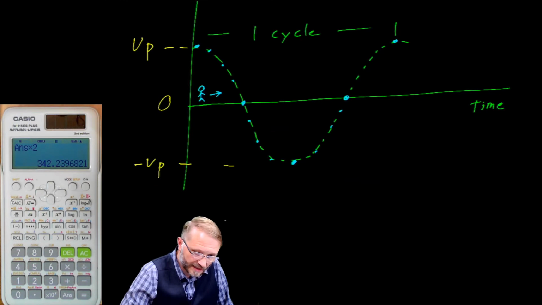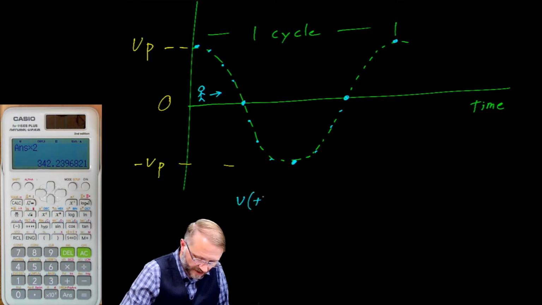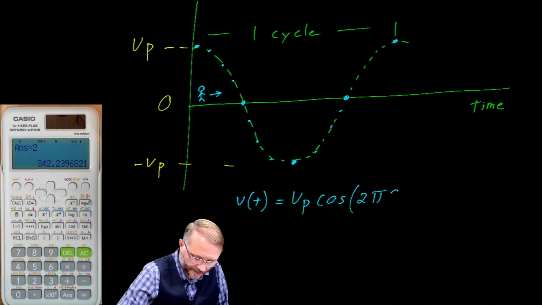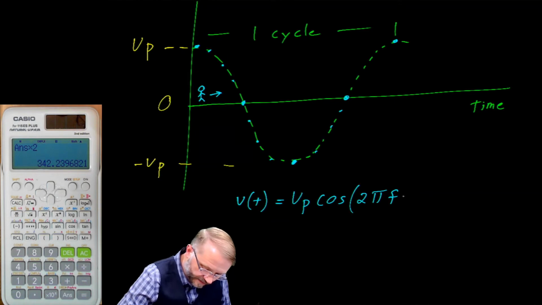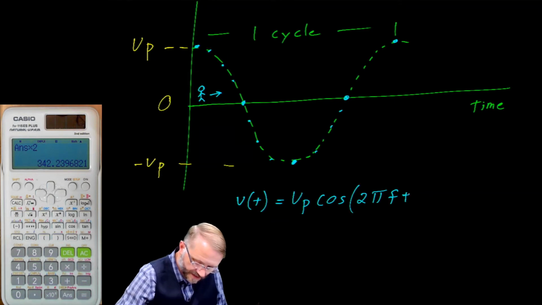We could describe this waveform completely by saying the voltage as a function of time is equal to the peak voltage cosine 2 pi ft. Got to be careful, I don't want my t's looking like pluses. So that's 2 pi ft plus a phase shift.